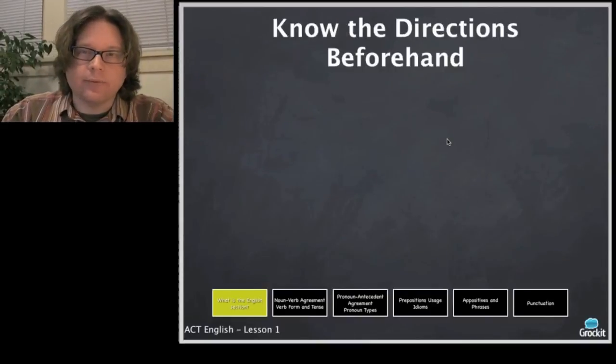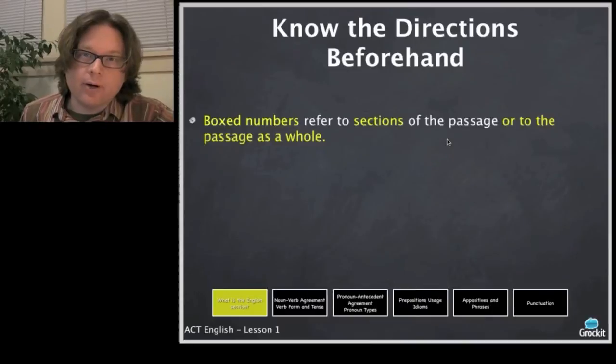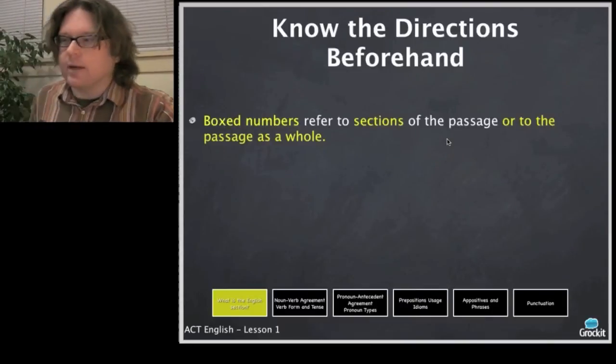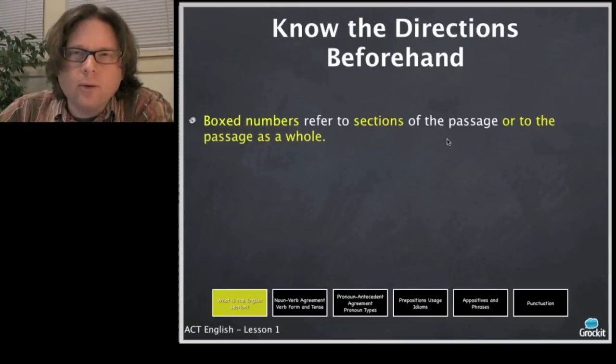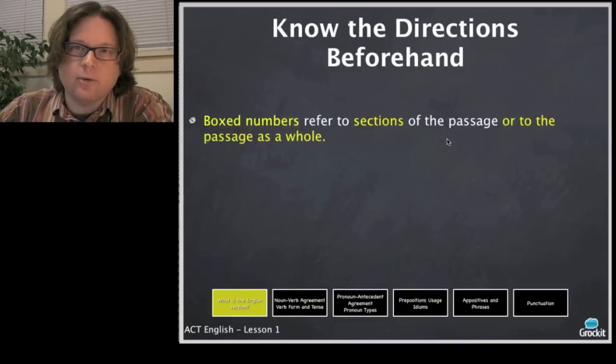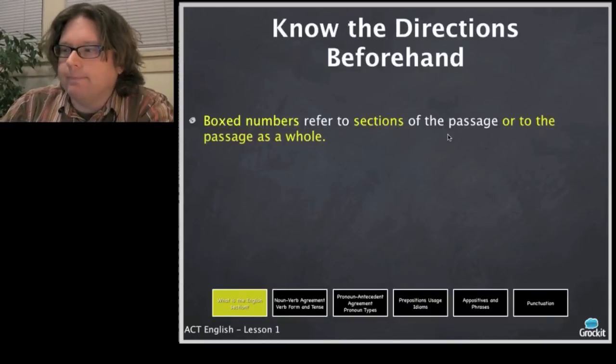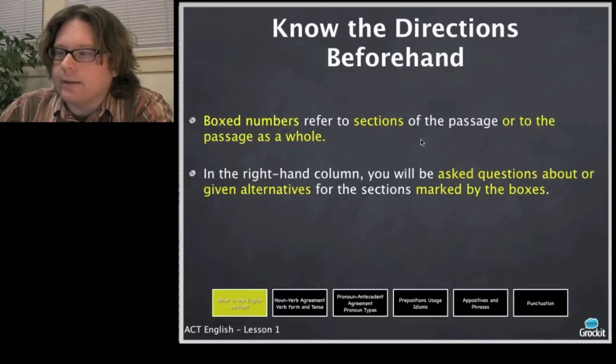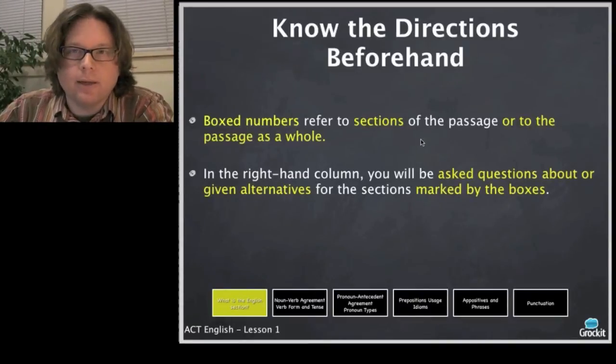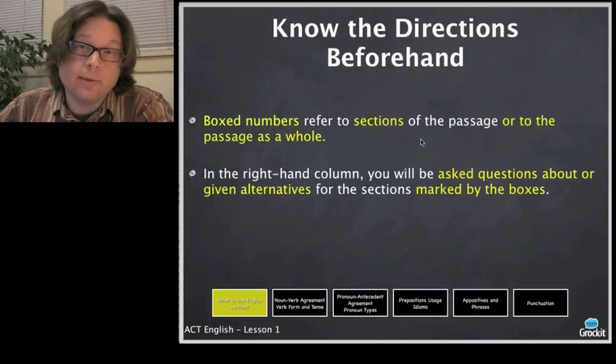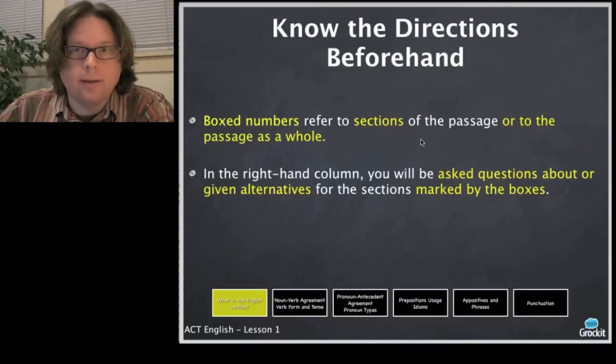So again, knowing the directions beforehand, those boxes should not come out of nowhere for you. They refer to sections of the passage or to the passage as a whole. The ones that refer to the passage as a whole will be at the end. In the right-hand column, you'll be asked questions about or given alternatives for the sections marked by the boxes. In this particular case, the one that we just did was alternatives for the box because it was replacing the sentence that came before.